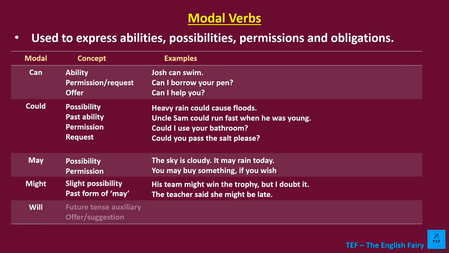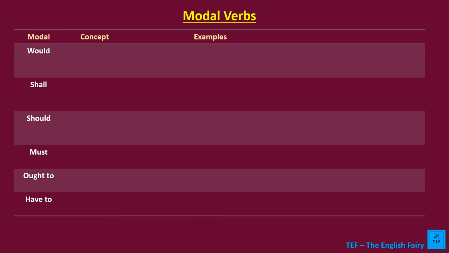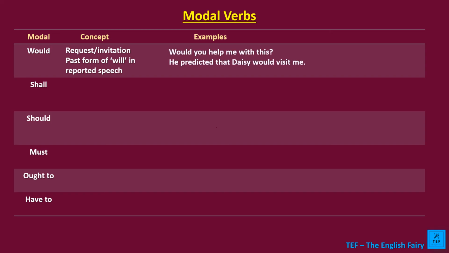Will. Future tense auxiliary. Daisy will visit you next weekend. Offer or suggestion. Will you join us for coffee? Would. Request or invitation. Would you help me with this? Past form of will in reported speech. He predicted that Daisy would visit me.